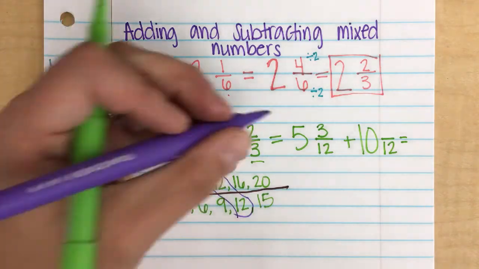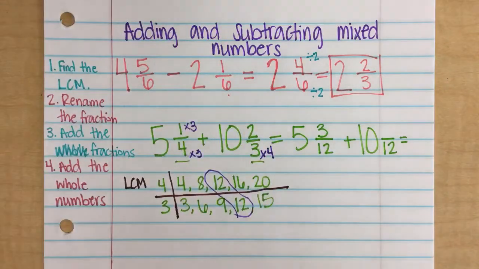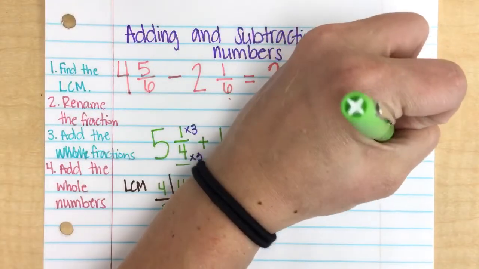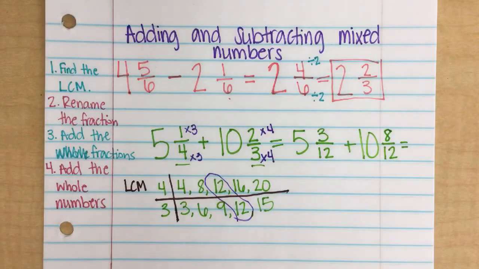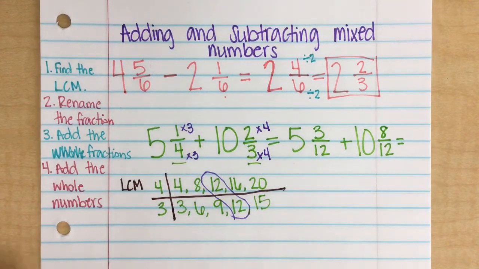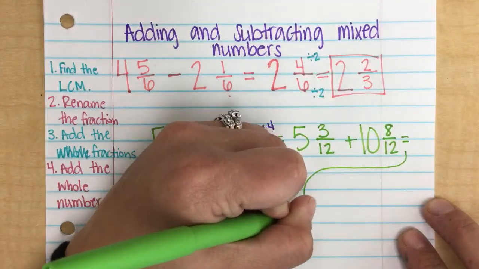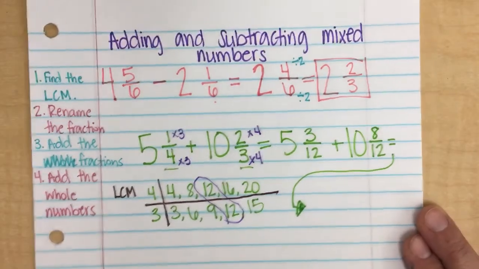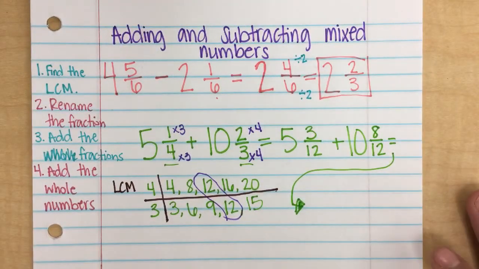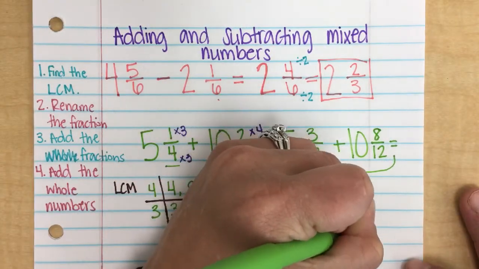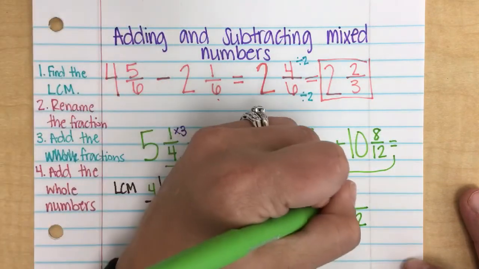Okay, I know I need to multiply 3 times 4 to get it to 12. Whatever I do to the bottom, I have to do to the top. 2 times 4 is 8. So 2/3 is an equivalent fraction of 8/12. Now that my fractions have the same denominator, I can add my fractions together. So I'm going to actually move this answer to here because I ran out of room. So 3/12 plus 8/12. My denominator is going to stay the same. 3 plus 8 is 11.